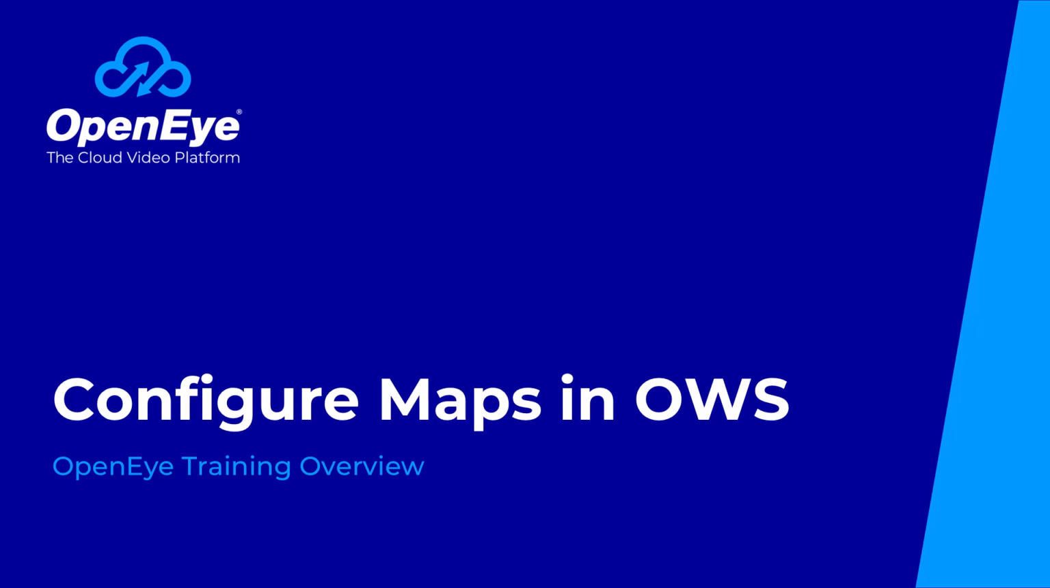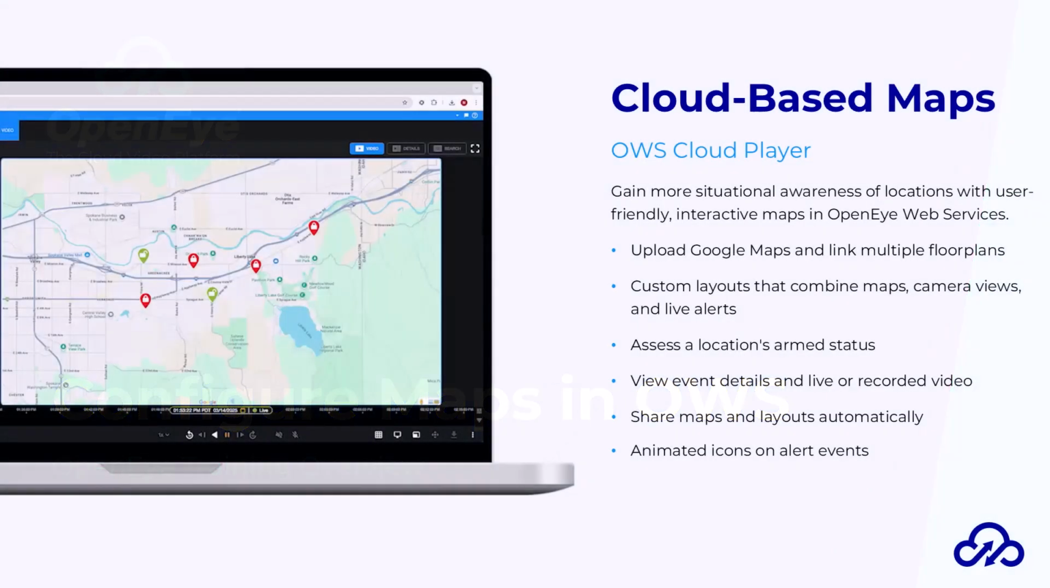Configure maps in OWS. Gain more situational awareness of locations with the ability to track arm state, view devices, and receive event alerts with user-friendly, interactive maps. Automatically share custom maps and camera views with robust and accurate configuration options.